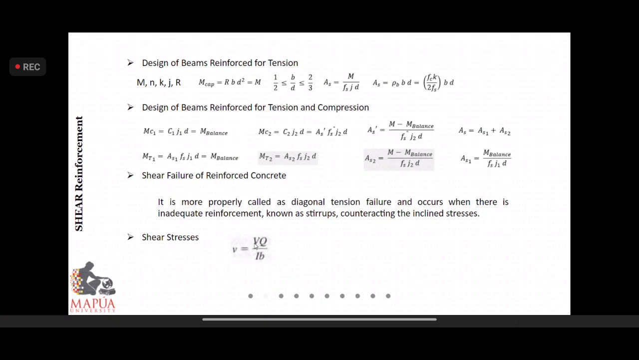This V here is the shear computed in our shear diagram. This Q here is the statical moment of area. This I here is the moment of inertia. This b here is the width wherein it touches the neutral axis.